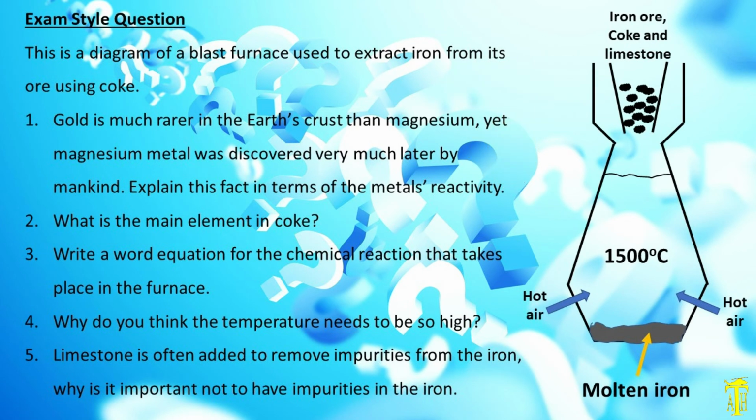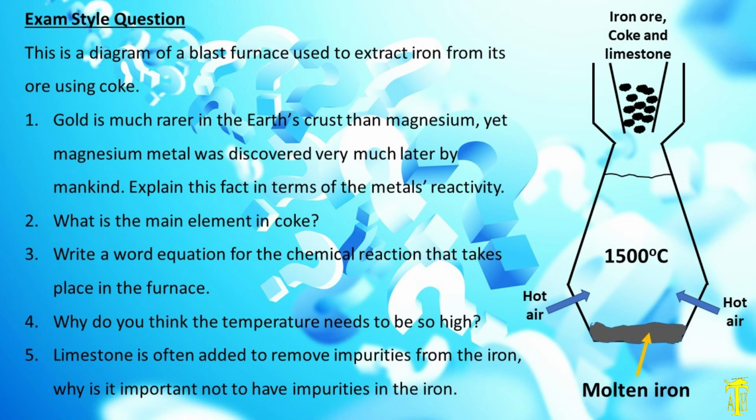So let's mark the exam style question. So as ever, before we tackle the questions, it's a good idea to read and think about the information that we're given. So it says this is a diagram of a blast furnace used to extract iron from its ore using coke. And if you have a look at the diagram, at the top we can see that they're pouring in iron ore, coke and limestone.